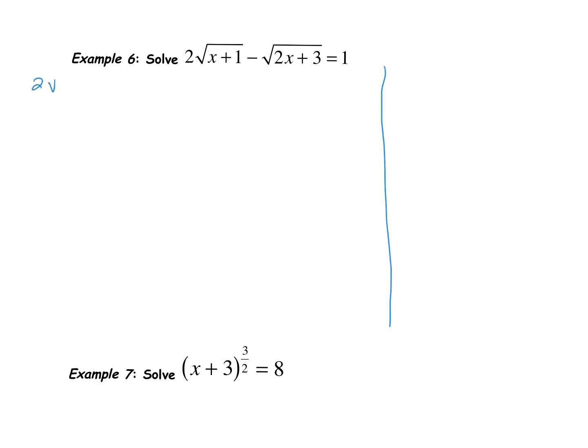This isn't necessary. We could square both sides from the start, but it makes it a little bit easier to work with it in this form. So now we have 2 times the square root of x plus 1 is equal to 1 plus the square root of 2x plus 3. In order to undo the square root on the left side of the equation, I'm going to square both sides. I'm not going to divide by 2. That would leave me with some fractions on the right side that I don't want to deal with.